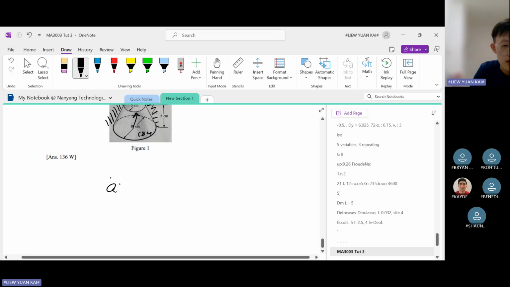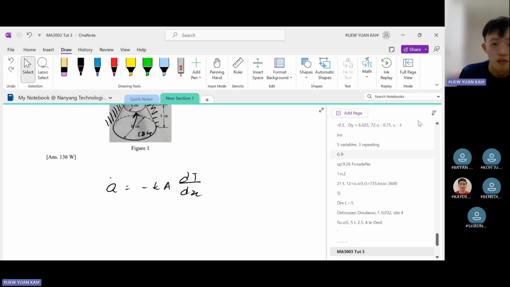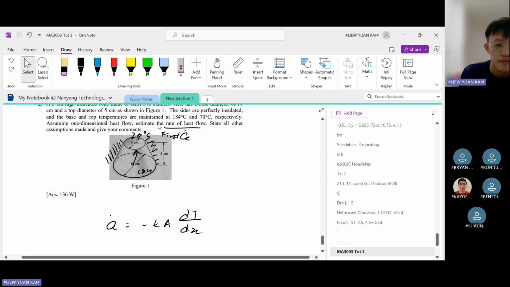Fourier's law states that Q dot is given by negative k A dT/dx. Normally, in easy problems, A is a constant, right? It's a fixed number. But in this case, is A a constant? No. Why? Because take a look at this.